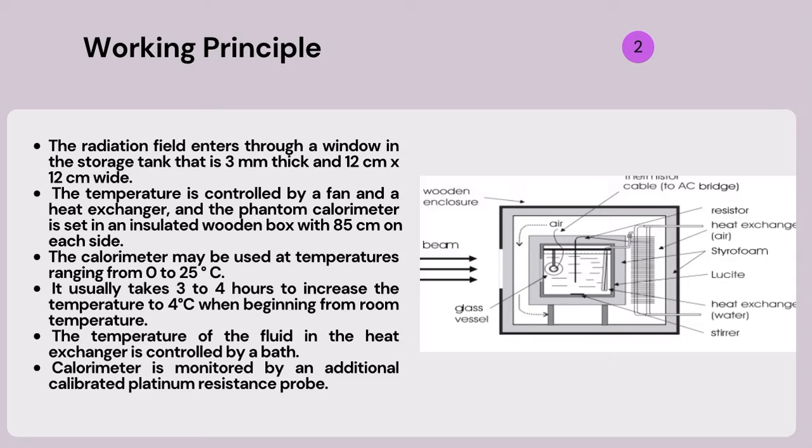The calorimeter may be used at temperatures ranging from 0 to 25 degrees Celsius. It usually takes 3 to 4 hours to set the temperature to 4 degrees Celsius at the beginning from room temperature. The temperature of the fluid in the heat exchanger is controlled by a bath that is maintained at 0.1 degrees Celsius. The temperature of the air moving around the calorimeter is monitored by an additional calibrated platinum resistance probe.